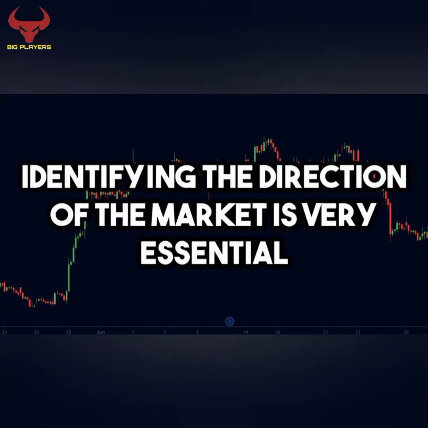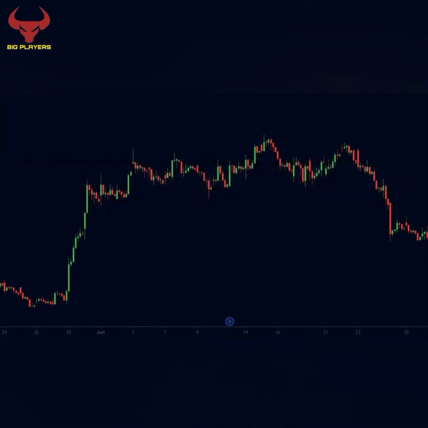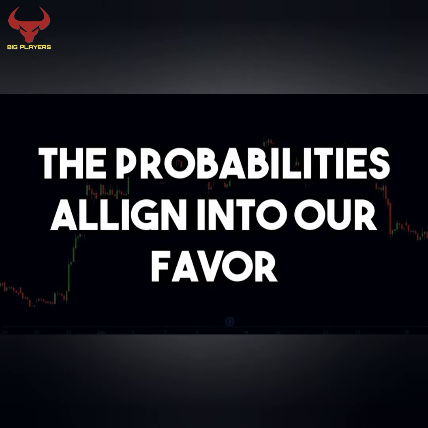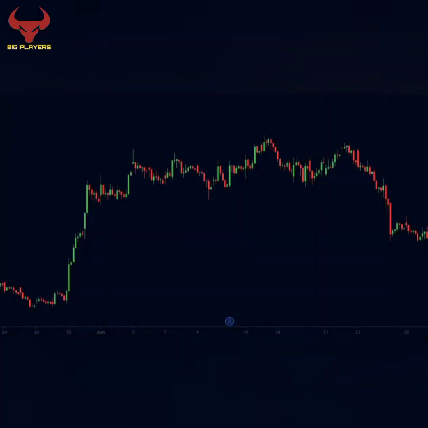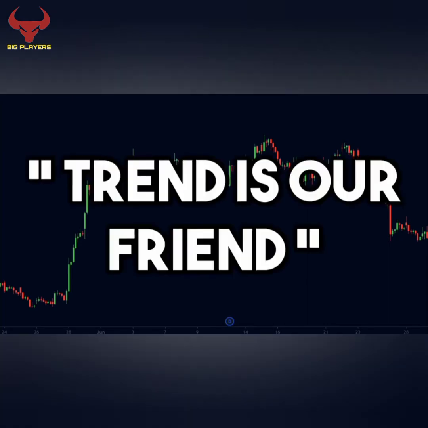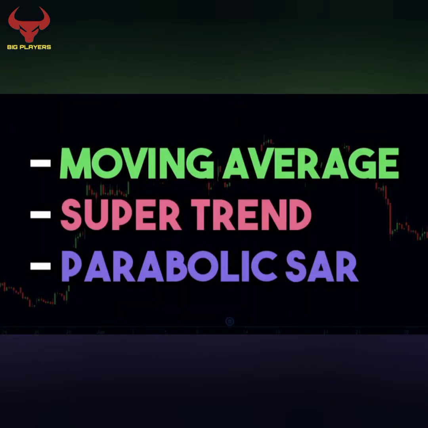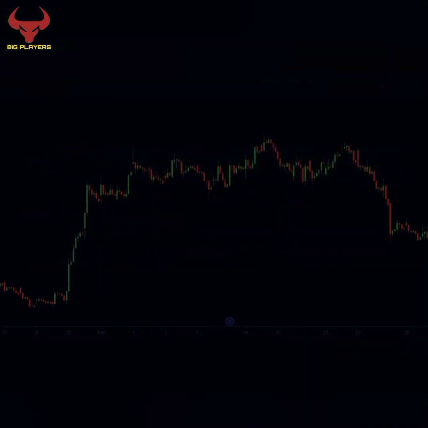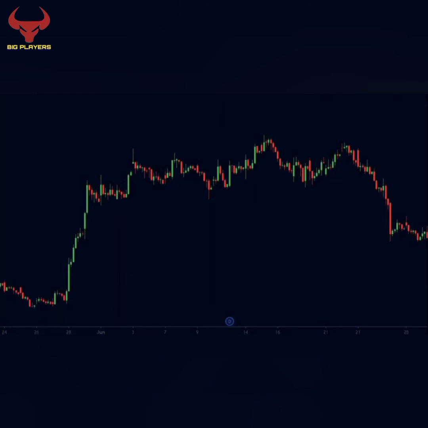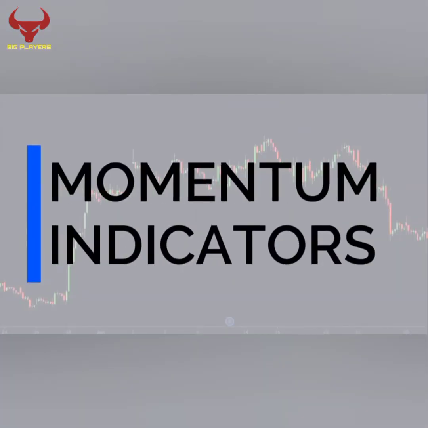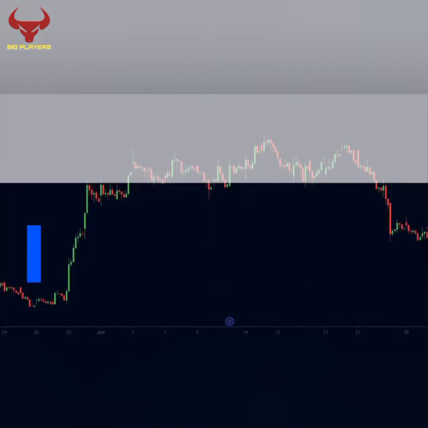Identifying the direction of the market is very essential. This is because, if we trade in the direction of the trend, then the probabilities align in our favor. This is why a lot of traders say that the trend is our friend. Moving averages, super trend, and parabolic SAR are some of the most popular trend indicators. Each of them show us the trend of the market.